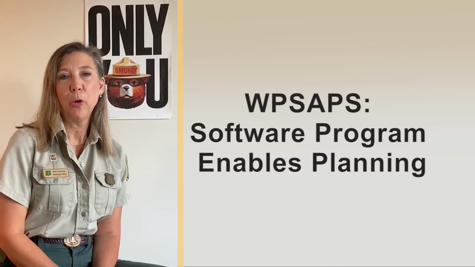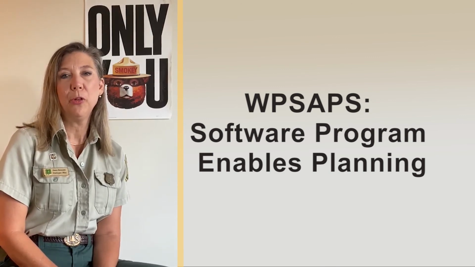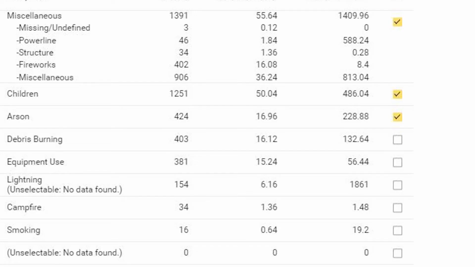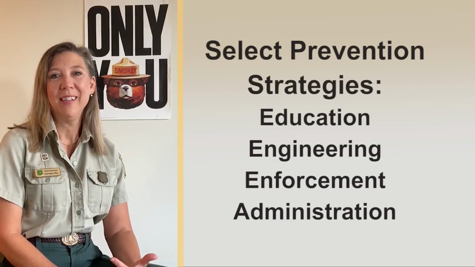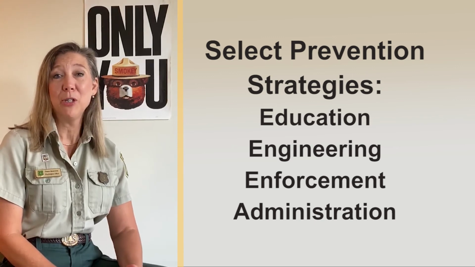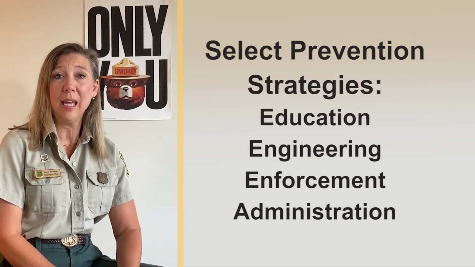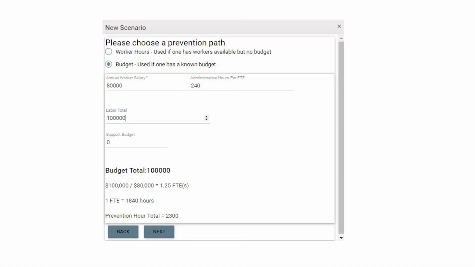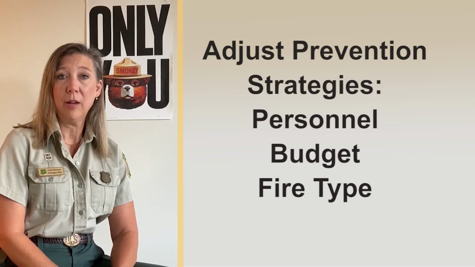WPSAPS is a software program that enables people to make plans based on the types of fires they have in their area and the frequency of those fires. It enables them to select strategies based on education, engineering, enforcement, and administration, the three E's and the A. The user can adjust how they're going to implement their program based on the personnel they have, or on the dollars they have, or on the types of fires that they're having.